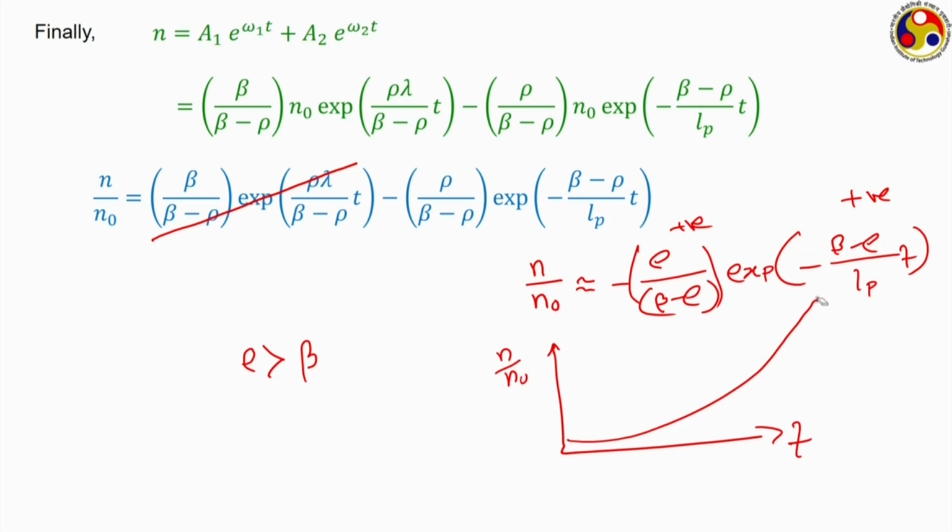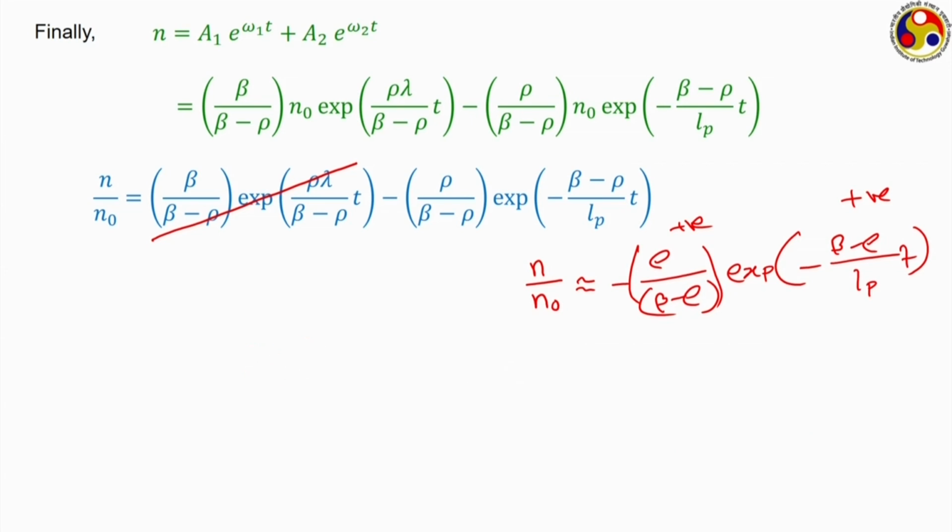That is the situation that we get for prompt neutrons as well. Just to put into perspective, for prompt neutrons we also got a profile of this particular form, exponential of rho upon L p into t. As rho is a positive quantity and L p is always a positive quantity, it was also a positive exponential, that is it showed a very steep growth. Yes. But now, with delayed neutrons, beta is coming into the picture.